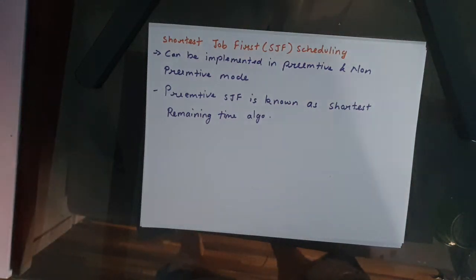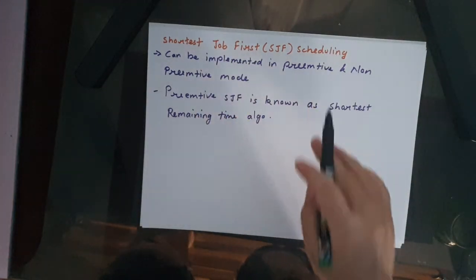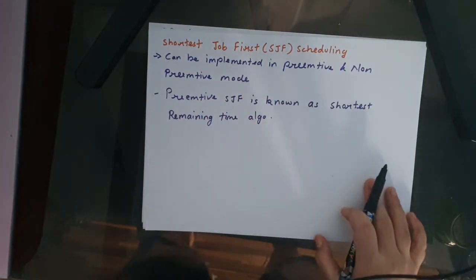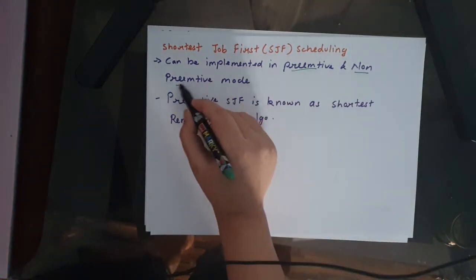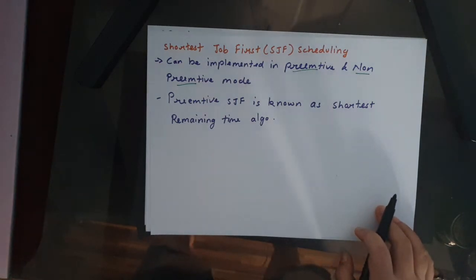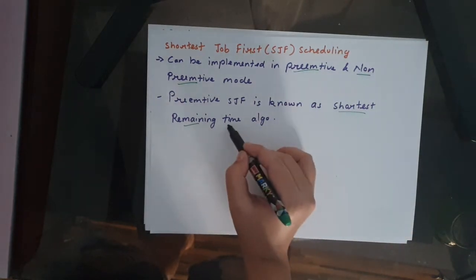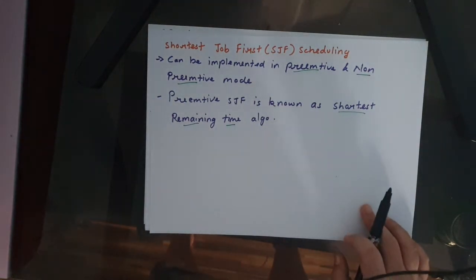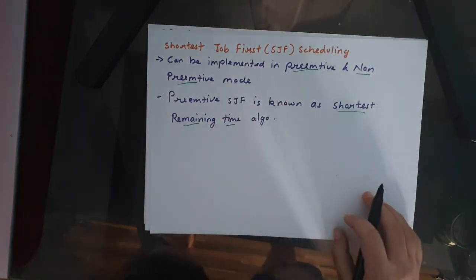So the next algorithm that we need to see is the shortest job first scheduling algorithm. It can be implemented in preemptive and non-preemptive mode. That is, both the modes are available. The preemptive SJF is also known as the shortest remaining time algorithm, and the non-preemptive algorithm is called the shortest job first algorithm.